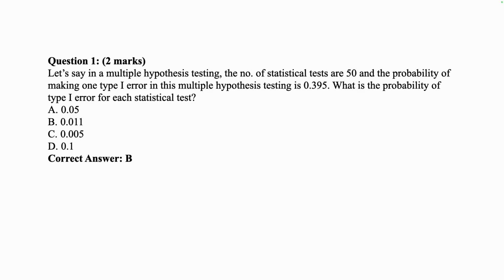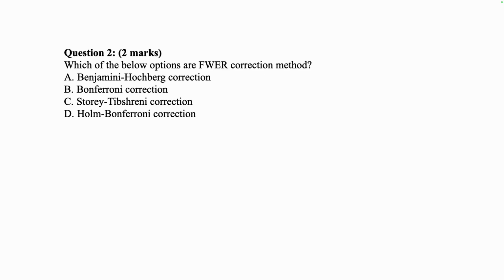So we will move to our next question, which is question number 2. The question number 2 states: which of the below options are FWER correction methods? A is Benjamini-Hochberg correction, B is Bonferroni correction, C is Storey-Tibshirani correction, and D is Holm-Bonferroni correction. Please try to answer this question.